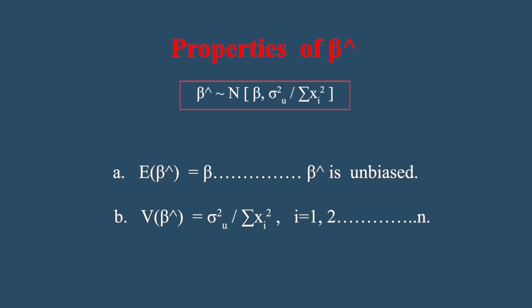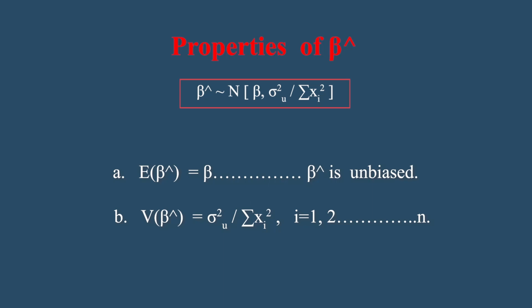That is why it's written beta, comma, sigma square u divided by summation of xi square. This sigma square u divided by summation xi square is the variance of beta hat, with summation xi square in the denominator. So beta hat is normally distributed with mean beta, because it is an unbiased estimator, and variance sigma square u by summation of xi square, which is the variance of beta hat.